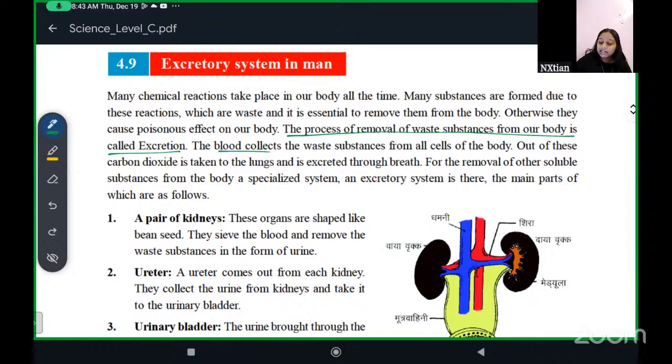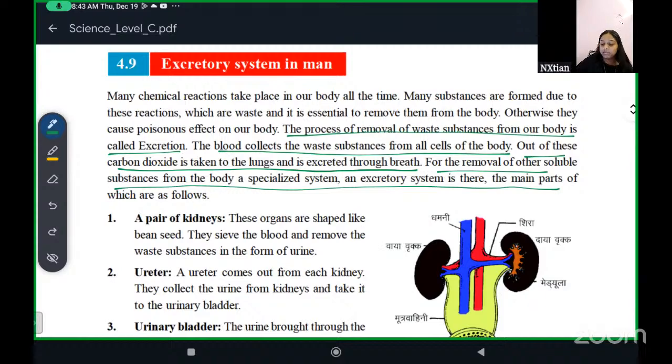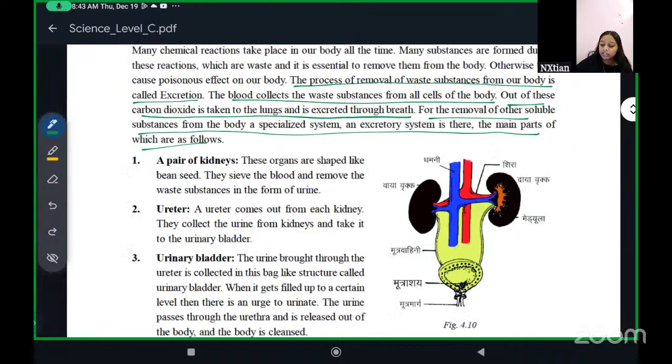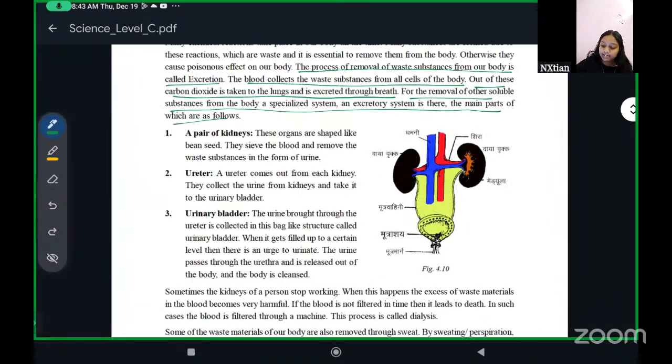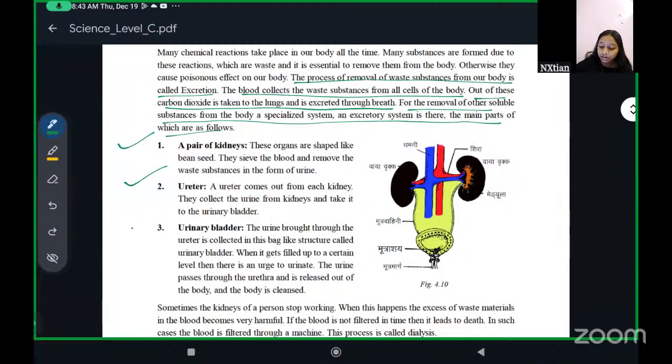Now, the blood collects the waste substances from all cells of the body. Out of these, carbon dioxide is taken into the lungs and is excreted through breath. For the removal of other soluble substances in the body, a specialized system, an excretory system, is there. Now, what are the main parts of an excretory system? Kidney, ureter, and urinary bladder.